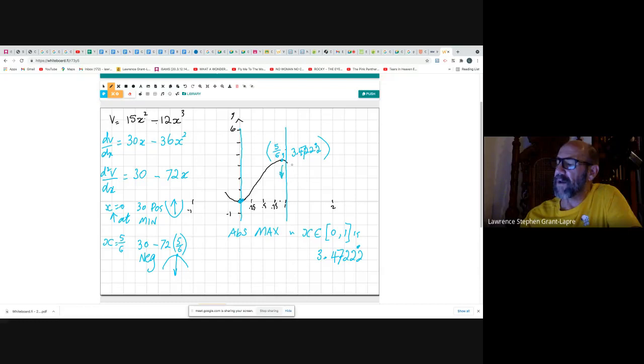It's concave down, bowl shape down, concave up at 0, 0, concave down. Therefore, when it's concave down, it's a maximum. When it's concave up, it's a minimum.